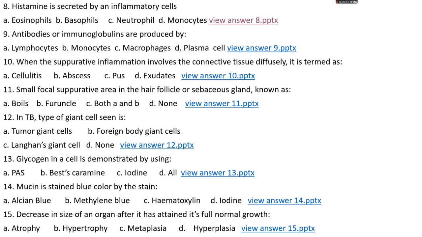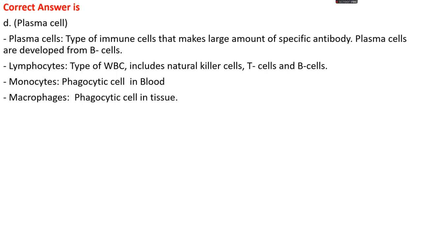Okay. Question number 9. Antibodies or immunoglobulins are produced by: option A, lymphocytes, option B, monocytes, option C, macrophages, or option D, plasma cells. The right answer is option D, plasma cells. Plasma cells are a type of immune cell that makes large amounts of specific antibody. Plasma cells develop from B cells. Lymphocytes are a type of WBC, which includes natural killer cells, T cells, and B cells.